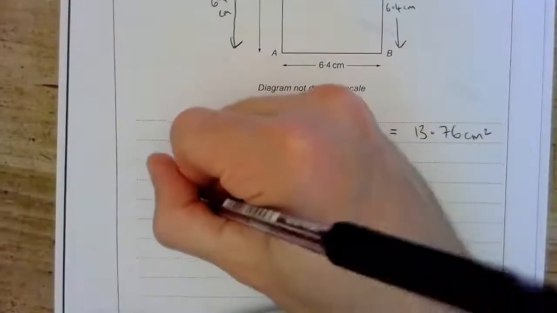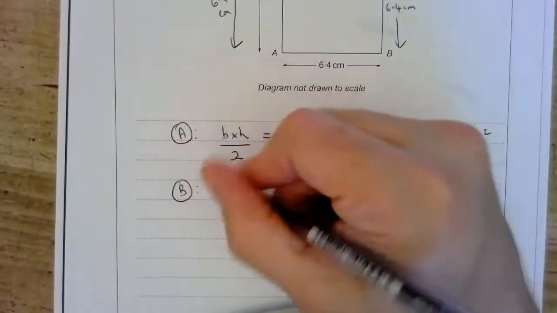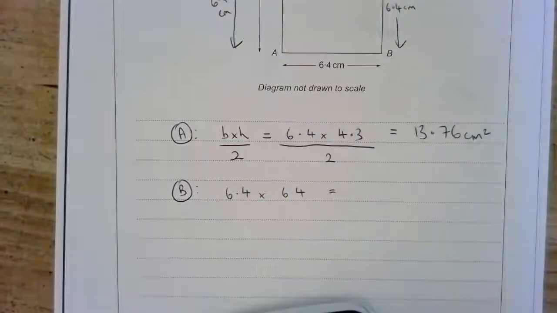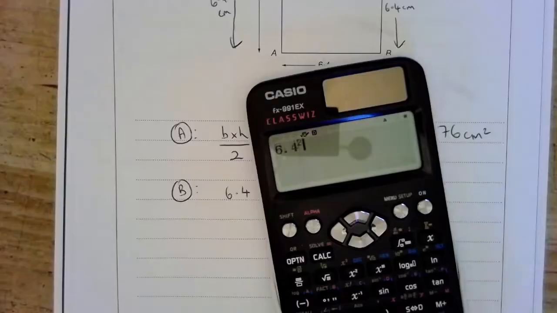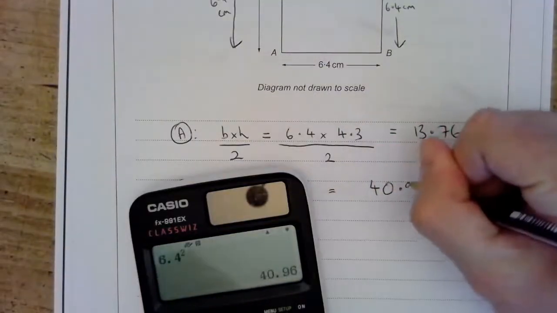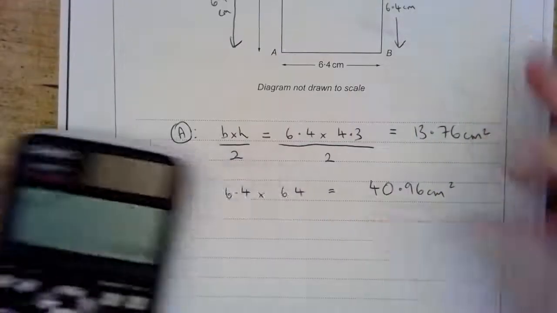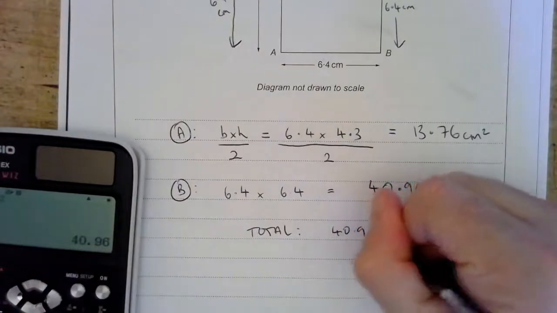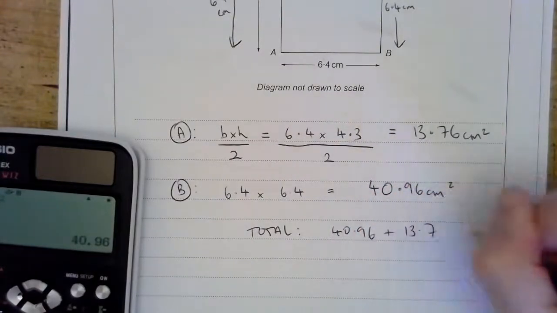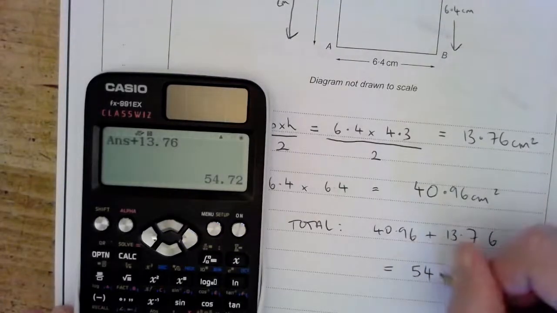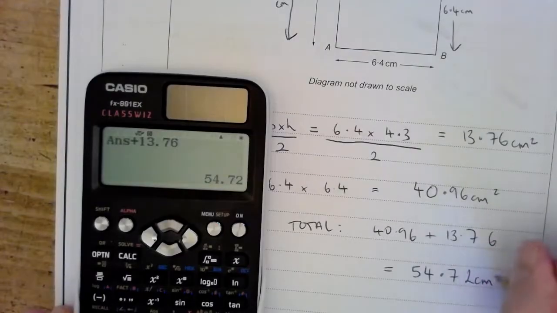B is even easier. It's just a square, so it's literally 6.4 times 6.4, 6.4 squared. That gives me an answer of 40.96 centimetres squared. So then my total area would be 40.96, add the 13.76, which gives me an answer of 54.72 centimetres squared.